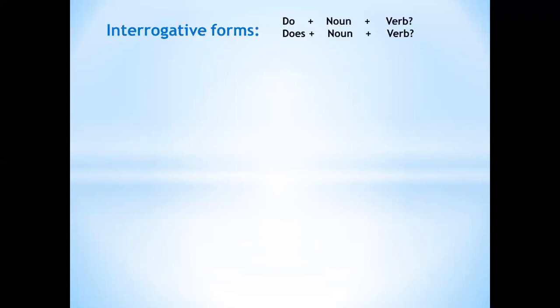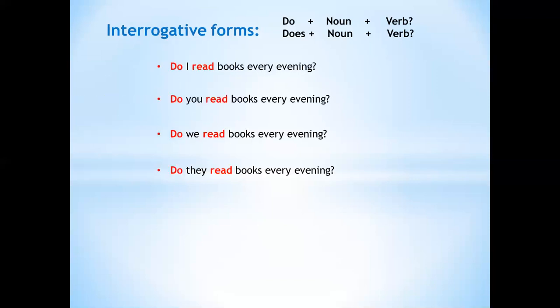The last form is the interrogative, or question form, where you have to put do or does in front of the noun. For example, do you read books every evening? Do they read books every evening? Does she read books every evening?